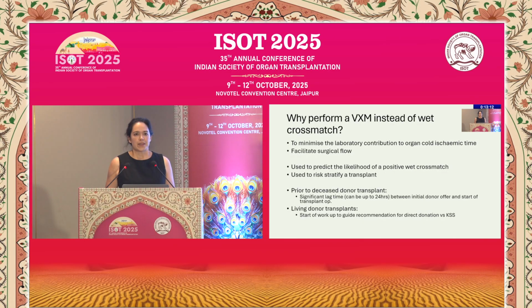And as Prof. Torpy alluded to earlier on, why do we perform a virtual cross-match? The main reason is to minimize the laboratory contribution to organ cold ischemic time and to facilitate the surgical flow. We use the virtual cross-match in order to predict the likelihood of a positive wet cross-match, but also to risk stratify the transplant should it proceed.